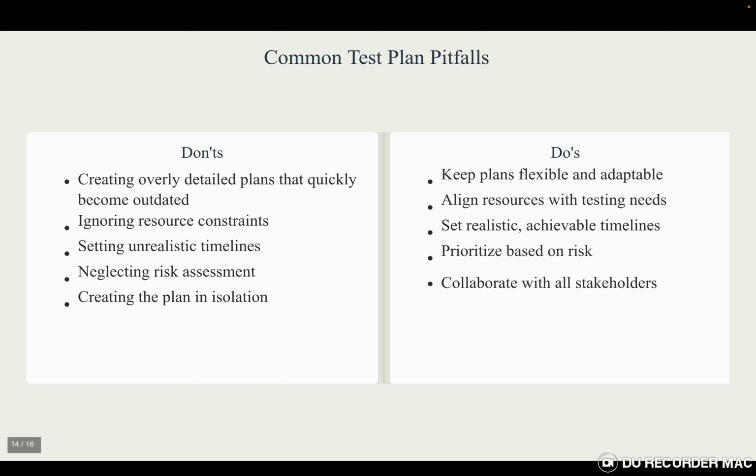Setting unrealistic timelines. What are unrealistic timelines? When 5 days are planned for testing, but the developer has delayed 2 days, you cannot make the resource complete the 5 days task in 3 days. It is an unrealistic timeline. It will impact the quality. This doesn't impact only quality.